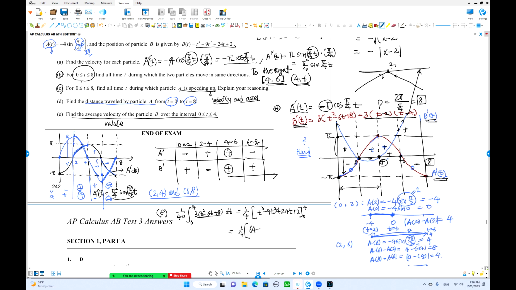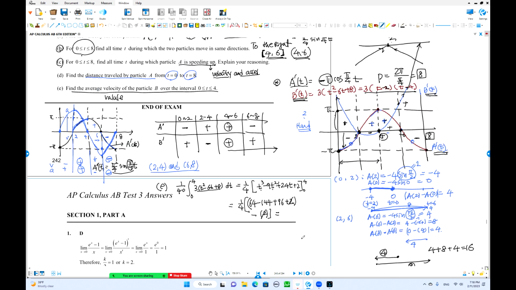9 times 4 squared is 16, is 144, right? 9 times 16 is 144. And plus 24 times 4 is 96. But we still have a 2 there. Minus, put this number 0 there. 0, 0, 0, and also 2, right? Anyway, this constant always cancels out. Okay? So, finally, you got this one.